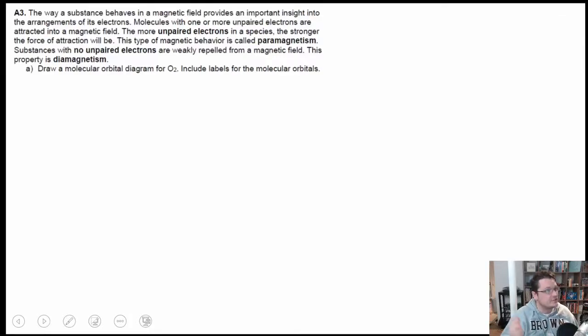Without problem. Yeah, right. So that's B8. So A3, molecular orbital diagrams.